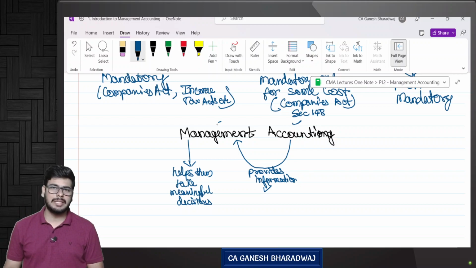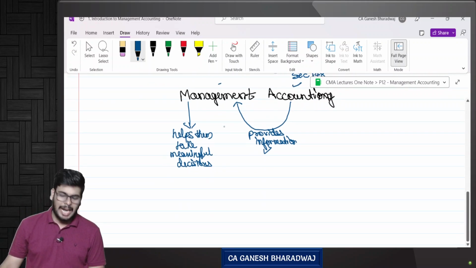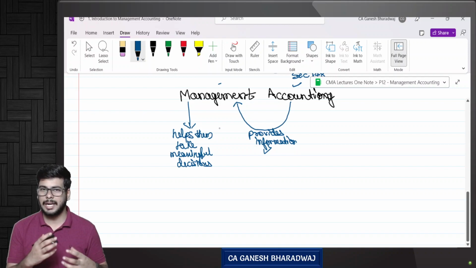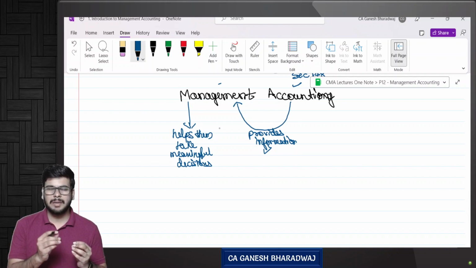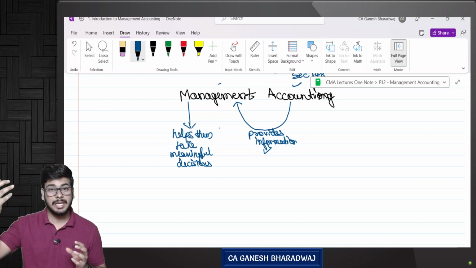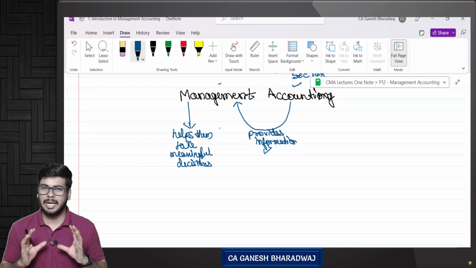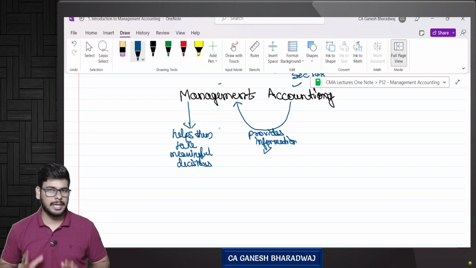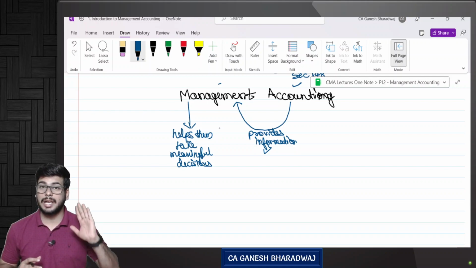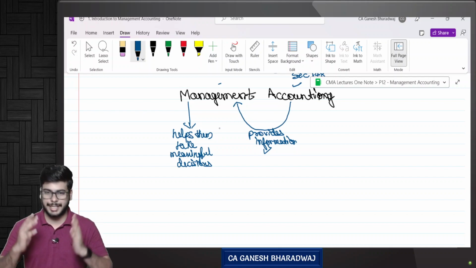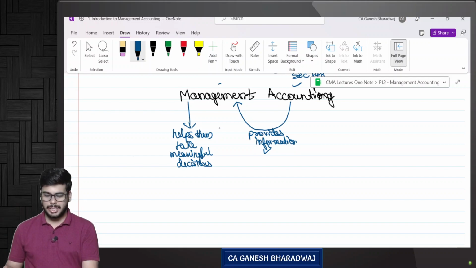Sir, can you give us an example? Absolutely. The example that I'm going to give you involves some basic concepts that we will be seeing in a chapter called marginal costing. Even despite that, I will give you a small example. It's easy for you to understand at this level itself, and this will enhance your understanding before we actually enter into the subject. Clear? Fine. Let me give you an example.